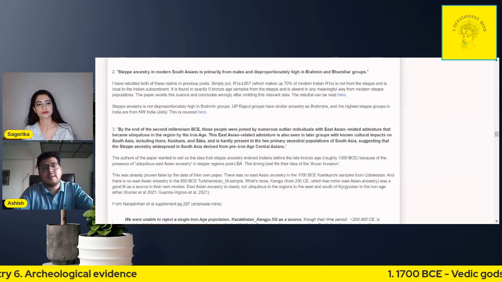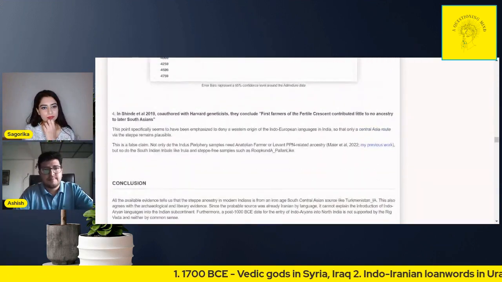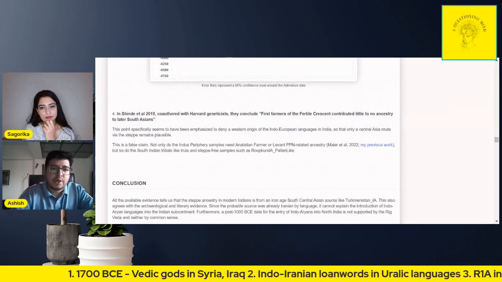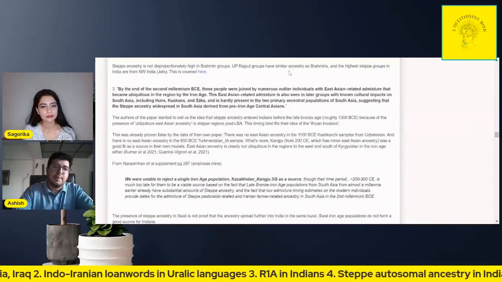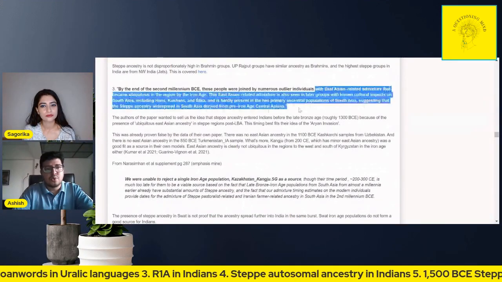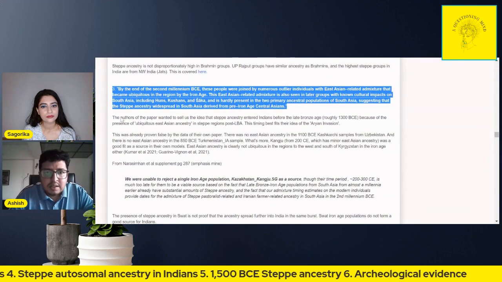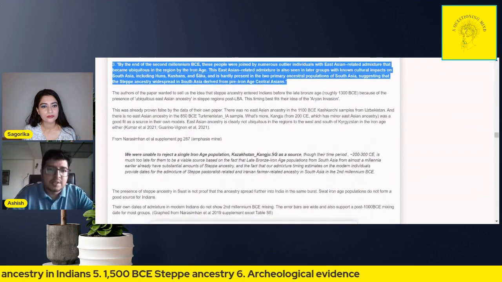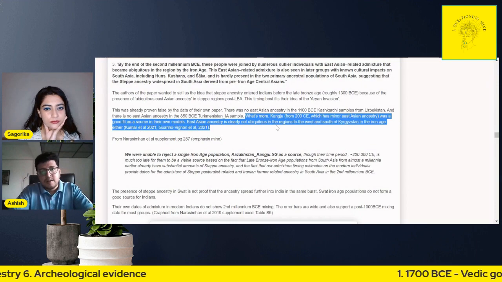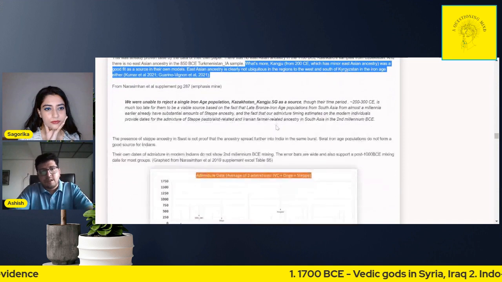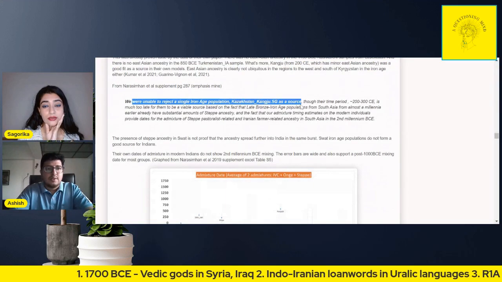If you come to the fourth point, they even... Sorry, the third point. Narasimhan finds that Kangju ancestry is a viable ancestry for Indians. If you read the Narasimhan paper's fine print in the supplement, their models with Kangju as a steppe source work. I've quoted it. From the Narasimhan supplement: we were unable to reject a single source. Right, so they had it.